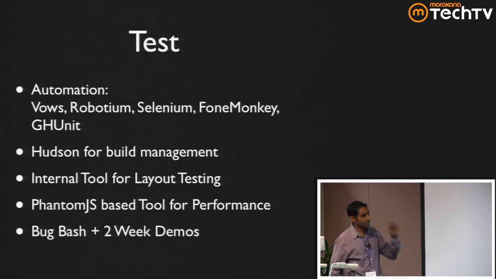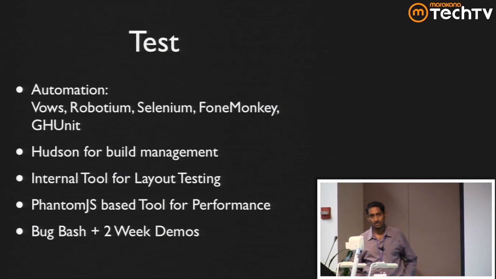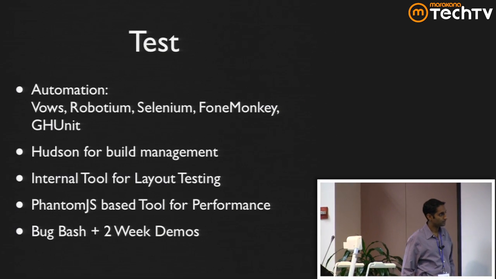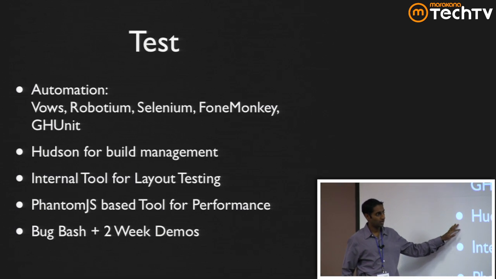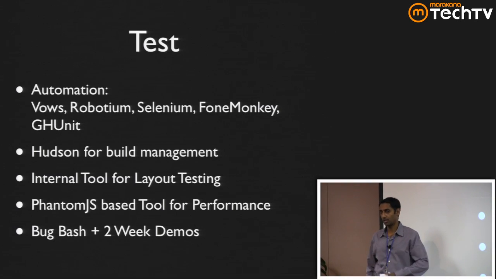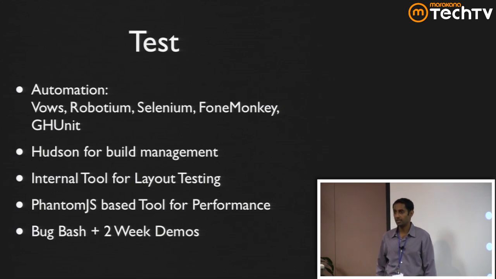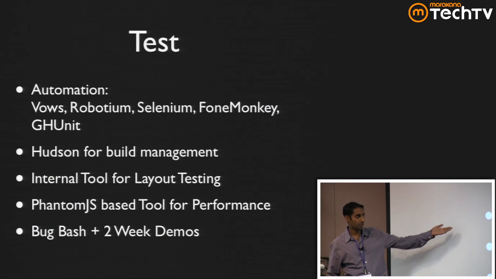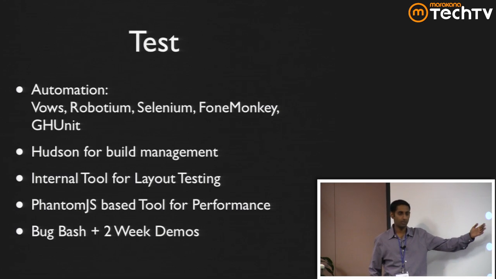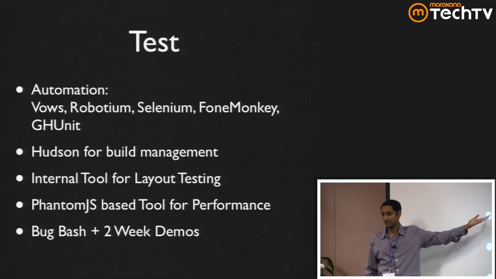And then we use GHUnit, which is just a way to do unit-based testing on Android. We use Hudson for build management. Hudson's just a build tool run on every check-in. We use Git for source control. For every check-in, we automatically have a build kicked off in Hudson, which then runs all of these different tests, and then either passes or fails the build.